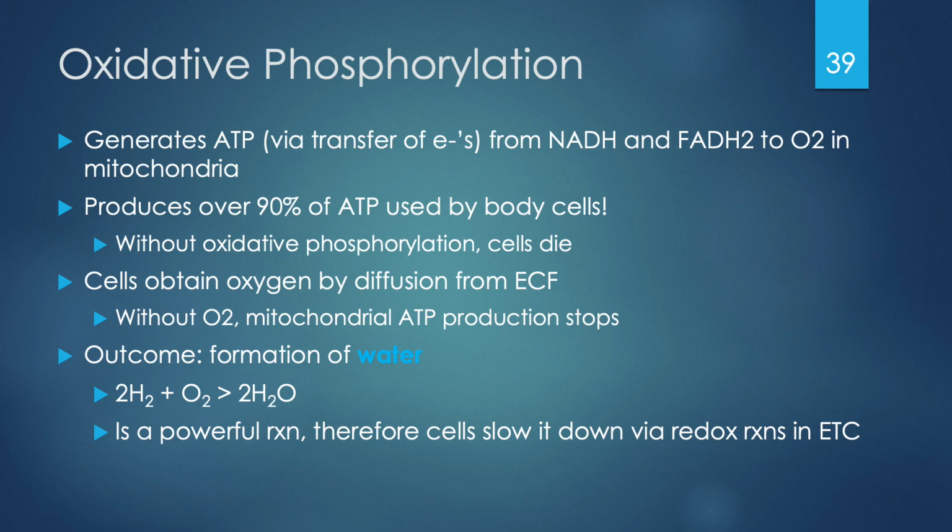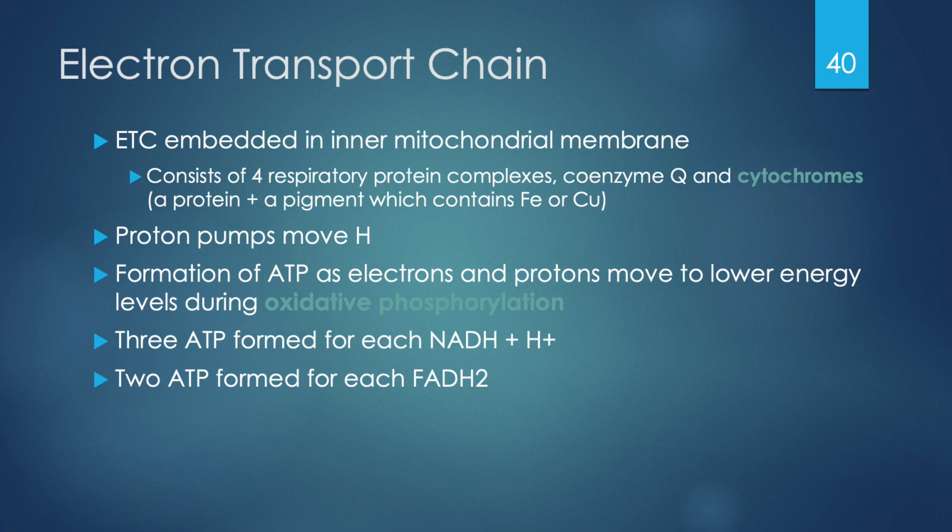So that's why we have all of these electron transfers happening over and over and over through these redox reactions of electrons being both oxidized and reduced. And this all occurs in the electron transport chain coming up next. The electron transport chain is embedded in the inner mitochondrial membrane.